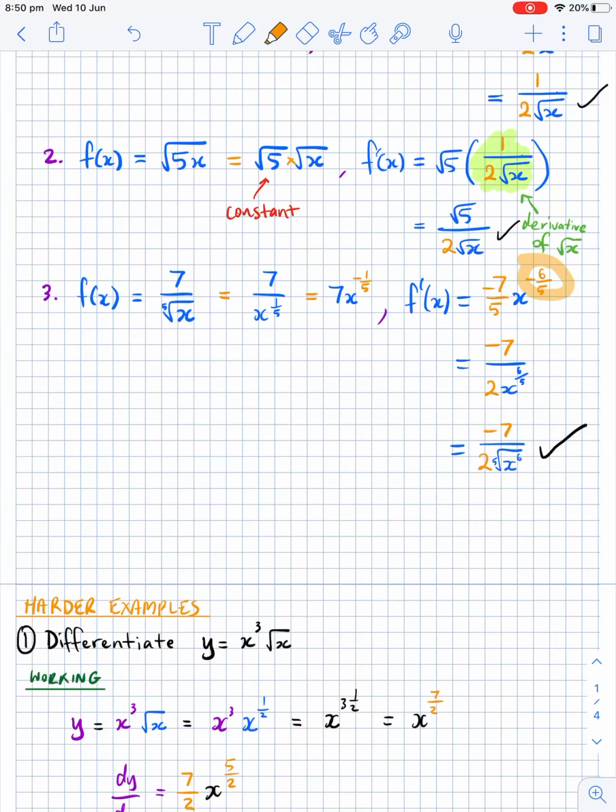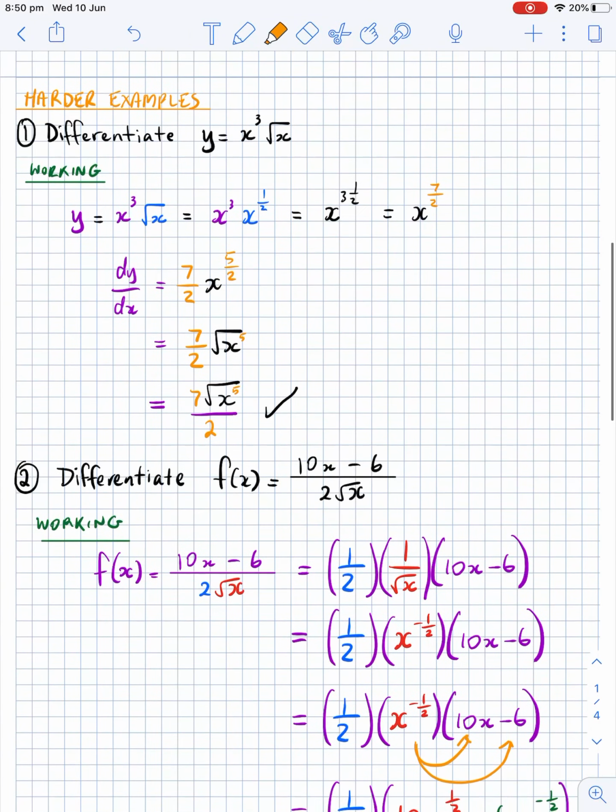We prefer improper fractions. And finally, we want to get rid of our negative power by making our x go to the denominator of this large fraction here. And then finally change this fractional power to its surd form. So this 5 goes out, it's the 5th root, and the 6 is powering the x. So that is your final answer.